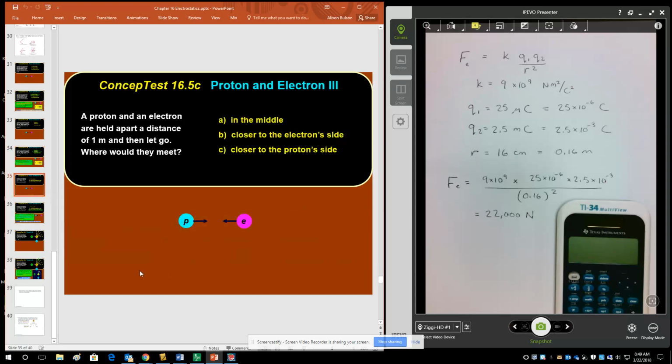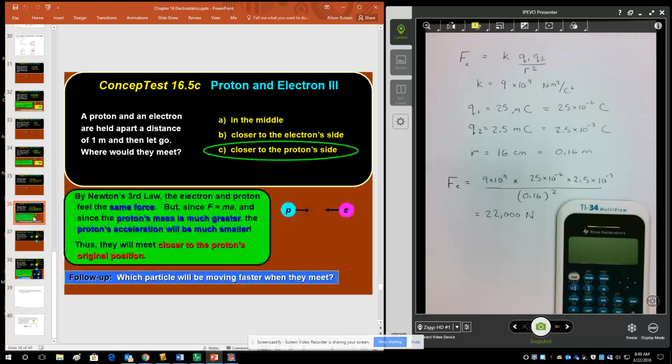Okay, so a proton and an electron are held a distance apart of 1 meter, and they're let go. Where will they meet, knowing all of the above? They meet closer to the proton, as we just discussed. The electron's acceleration is much larger than the proton's, so the electron moves faster and moves farther every moment compared to the proton's movement. So they meet closer to the proton than they do to the electron. The extreme of this is our bowling ball dropping example. If I drop a bowling ball close to the surface of the Earth, we don't notice the Earth's acceleration up. We only notice the bowling ball's acceleration down.